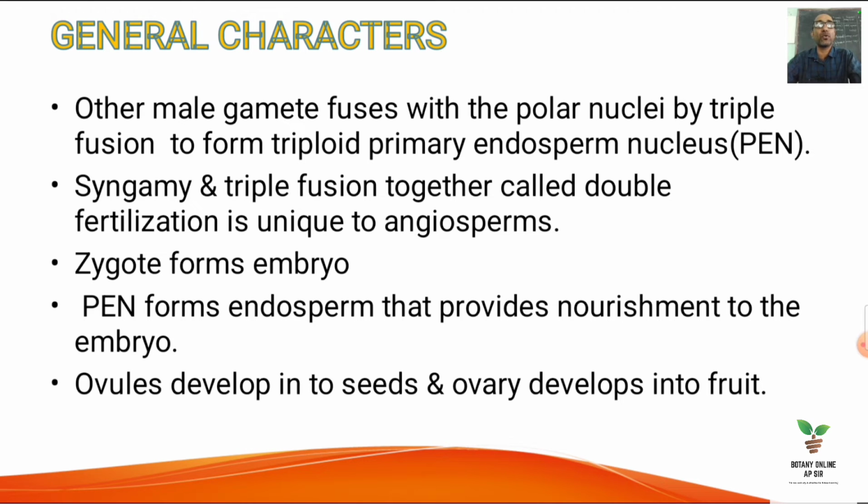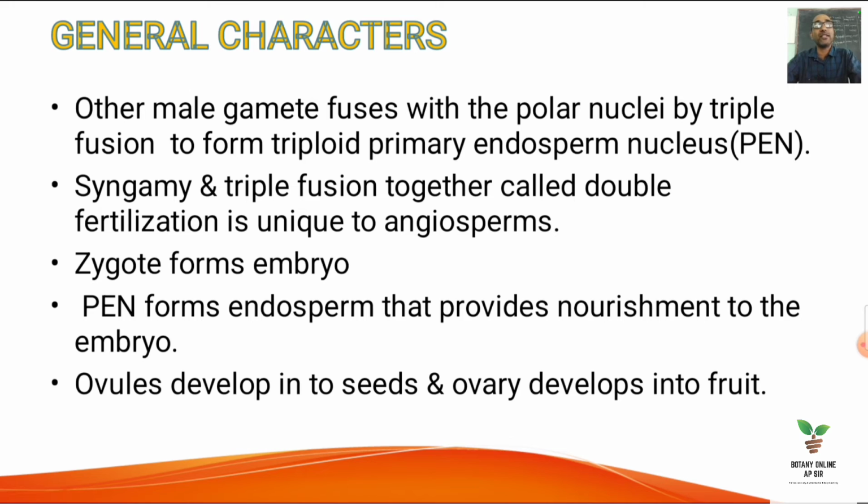And this process of fusion of the second male gamete with your polar nuclei is called triple fusion. Got it? So syngamy or true fertilization and triple fusion together are known as double fertilization, and this double fertilization is a unique feature of angiosperms. Nowhere else is it found.